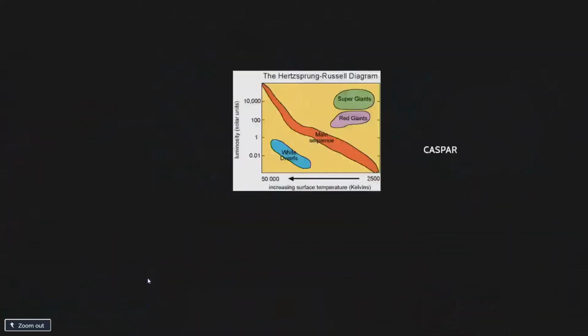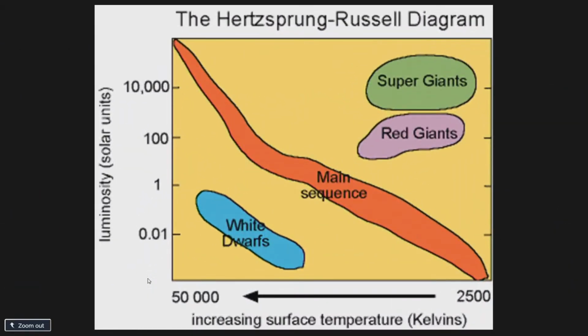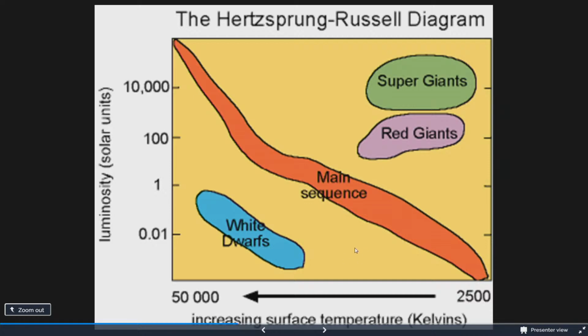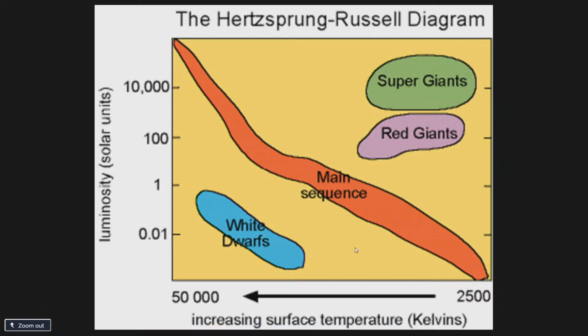And this is a common diagram that's used in astronomy. When astronomers first started looking and cataloging the stars, they discovered that they could find these patterns. This is surface temperature going up this direction toward the origin, and then the brightness on the y-axis. And the stars that are undergoing stellar fusion all lie on this main sequence.